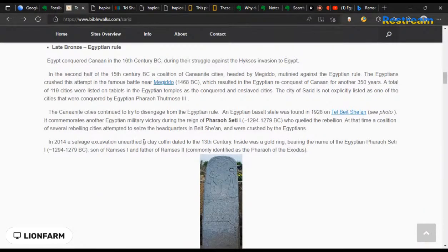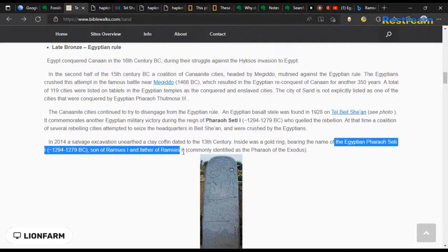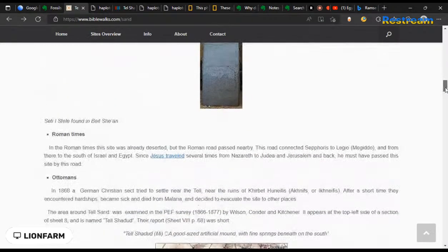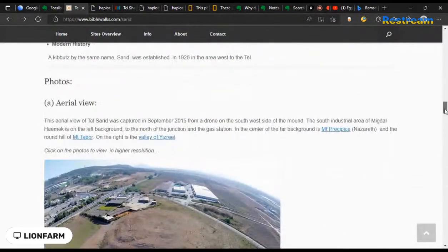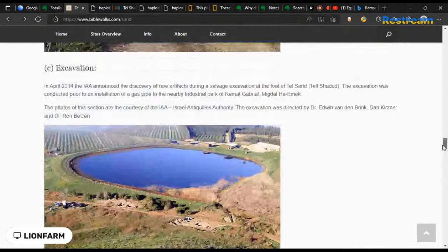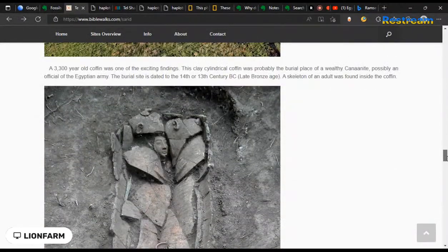A Savage excavation unearthed a clay coffin dated to the 13th century. Inside was a gold ring bearing the name of the Egyptian pharaoh Seti I, son of Ramses I, father of Ramses II, right? Commonly identified as the pharaoh of the Exodus. So it's getting really important, because it's letting us know what's going on in these areas, because it's a tell, right? A tell is going to have multiple layers. There's a lot going on when you see these tells.